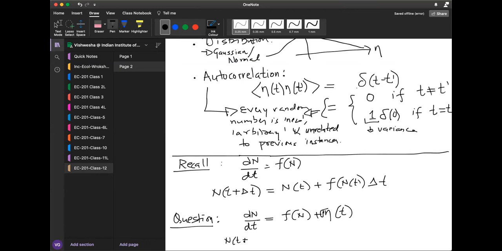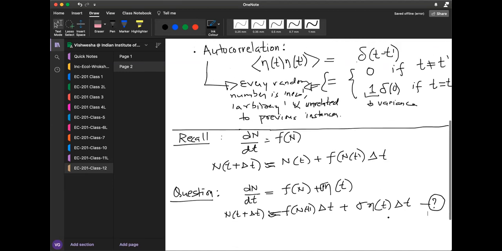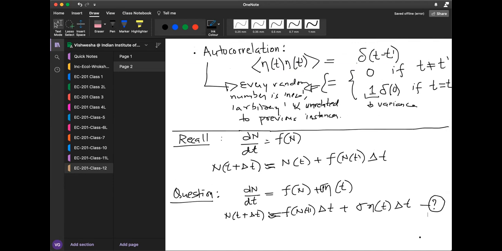N of t plus delta t is equal to f of n of t, delta t, plus sigma. Is this what you did? It's an approximation, of course. Is this what you all did when you did simulations yesterday? Is it visible now? Is this an approximate sign here? Is this what you did yesterday?